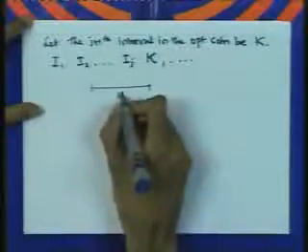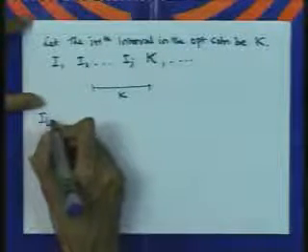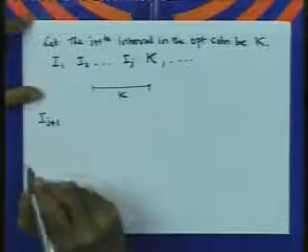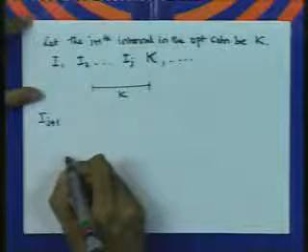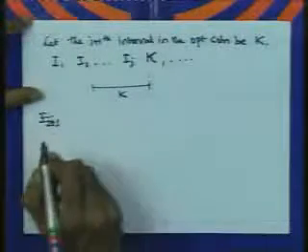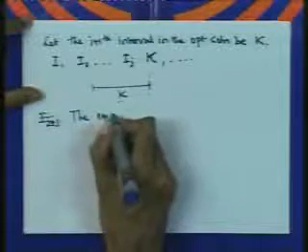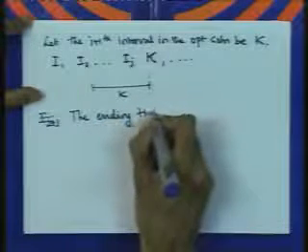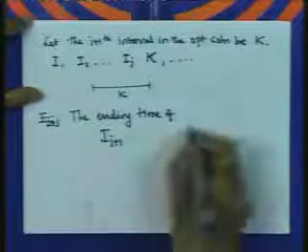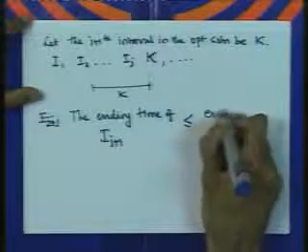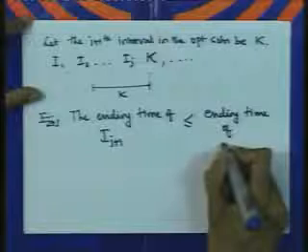This is k. Now the claim is that Ij plus 1 ends before the ending time of k. This is the crucial step. Let me write this down: the ending time of Ij plus 1, which is what the algorithm picked, is less than or equal to the ending time of this interval k.